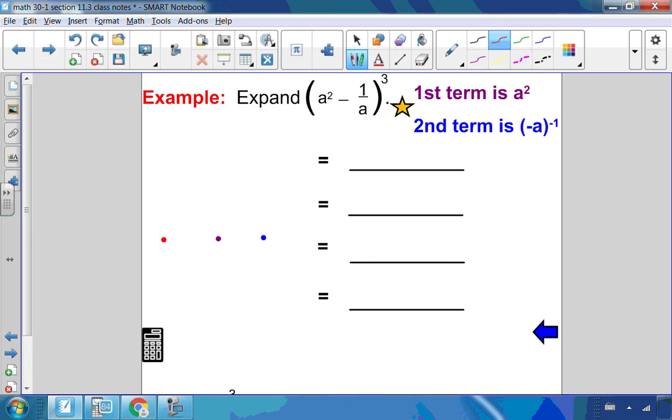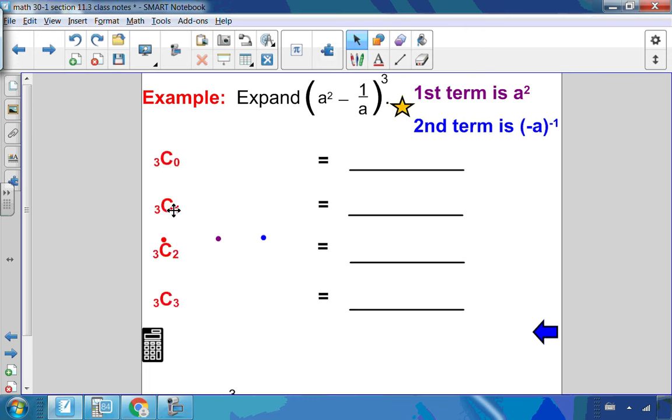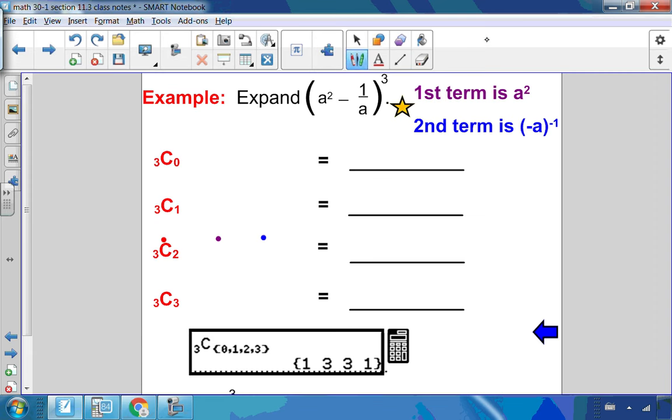So if we look at this one here, I've got a squared minus 1 over a cubed. So my first term is a squared. My second term, instead of saying negative 1 over a, I said it's negative a to the negative 1. So I used my negative exponent rule there. Looking at the exponent of 3, all of my coefficients are going to be 3c's. So 3c0, 3c1, 3c2, 3c3. That one worked out this time. So this is just 1, 3, 3, and 1.